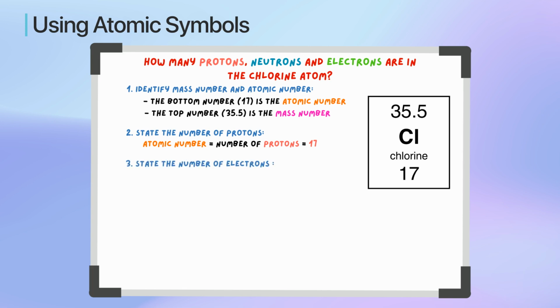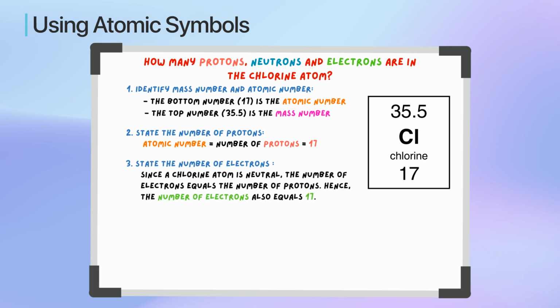Then we need the number of electrons. Since a chlorine atom is neutral, the number of electrons equals the number of protons. Hence, the number of electrons also equals 17. Now, we need to calculate the number of neutrons. The relative atomic mass of chlorine is 35.5 because chlorine exists as a mixture of 2 isotopes, chlorine 35 and chlorine 37. The atomic mass is the weighted average of these 2 isotopes. However, when calculating the number of neutrons, we use the isotope chlorine 35, which is more common.